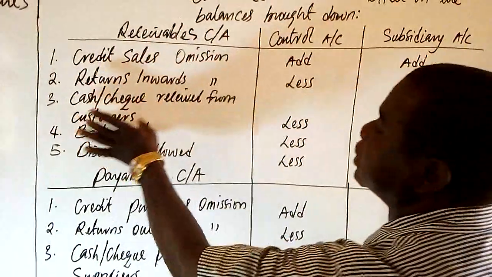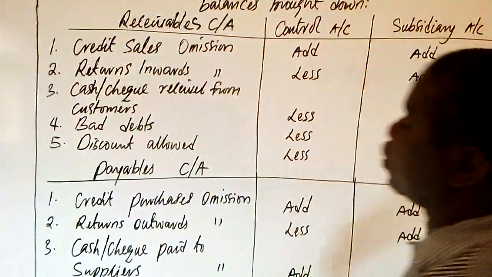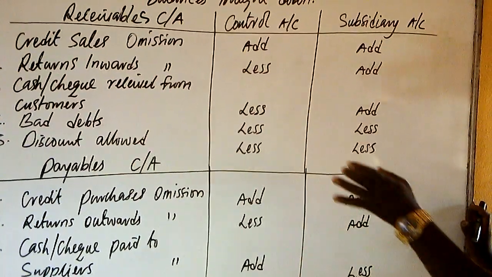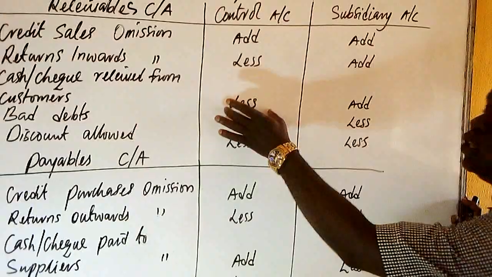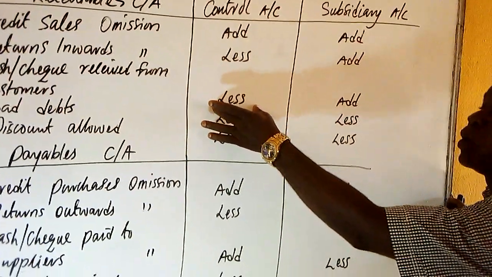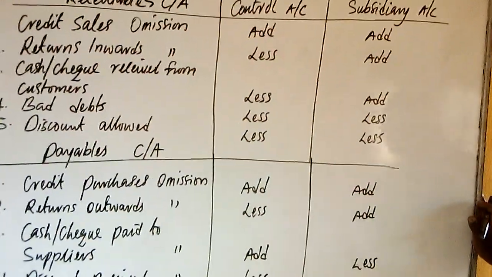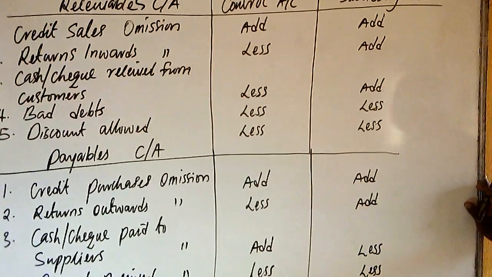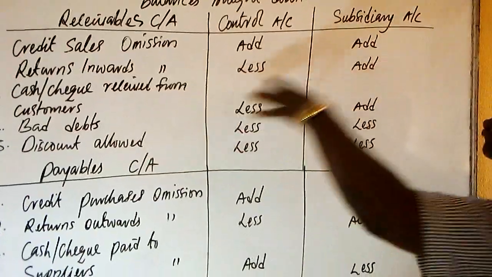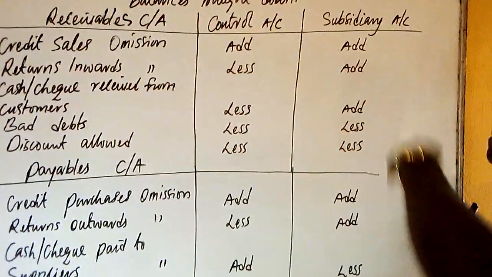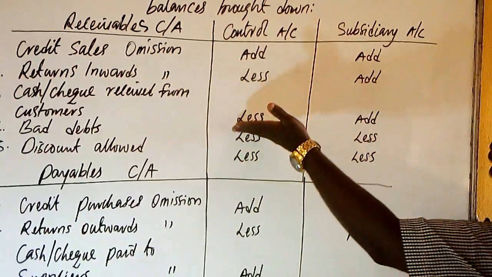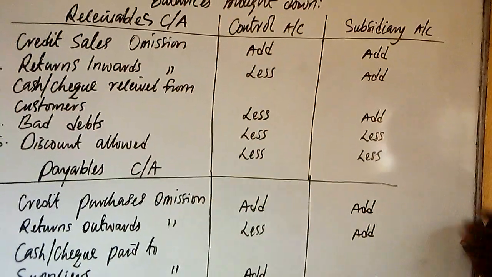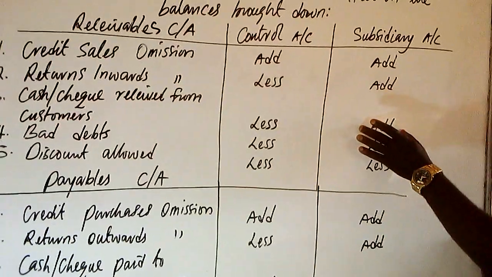Next, we're talking about cash, as cash or cheque received from customers. If cash is received from customers, in respect of the control account, it means you have to deduct, because customers are now paying. If they are paying, it means the balance they are owing will reduce. So if there's an omission, it means the balance will remain high. Then what they pay must be deducted to make sure that you get the accurate amount, which was omitted. Coming to the subsidiary account, you now add.